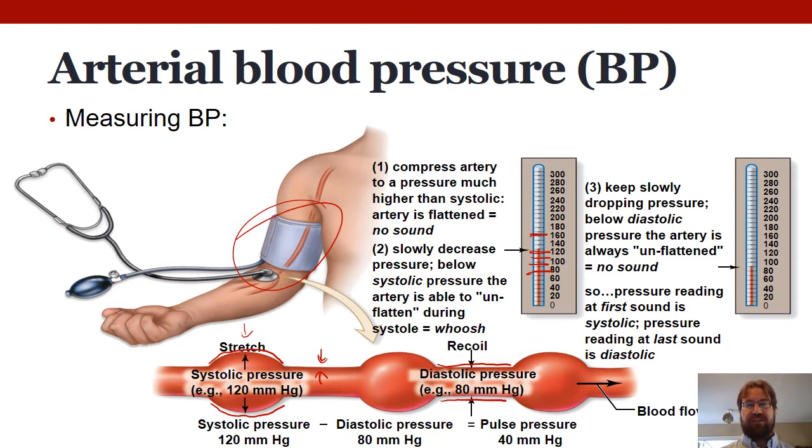So what does this mean in practical terms? You put this blood pressure cuff on somebody, you drive the blood pressure up as high as you can until you don't hear any sound, and then you slowly bring it down. The blood pressure reading where you hear the first sound is your systolic pressure, and the blood pressure reading where you hear the last sound, or where you no longer hear a sound, is your diastolic reading.